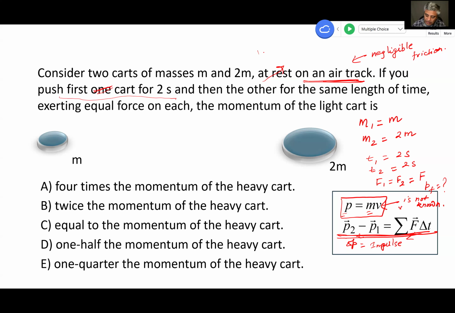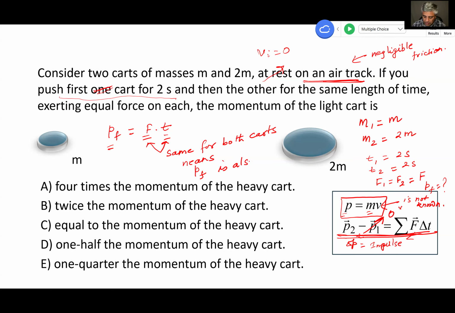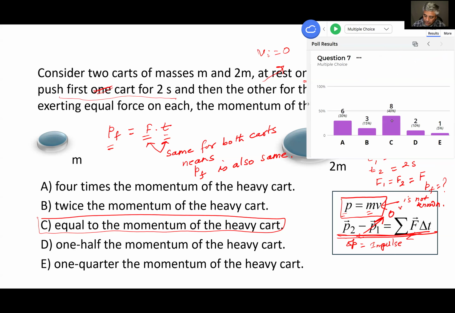Both of them start from rest, so initial velocity is zero, meaning initial momentum is going to be zero. So we can say the final momentum, or P2, is simply force times time interval. We know force is the same for both, and the time interval of the push is also the same for both. That means the final momentum, or change in momentum, is the same. So yes, C was popular, so that was the correct answer, okay?